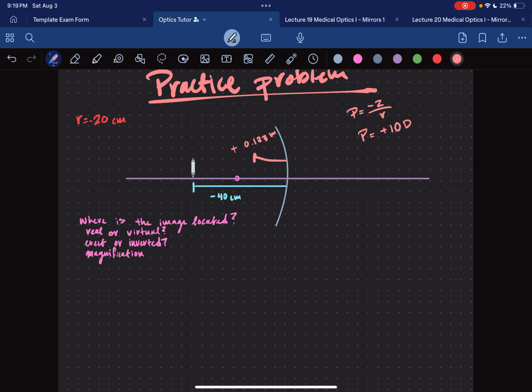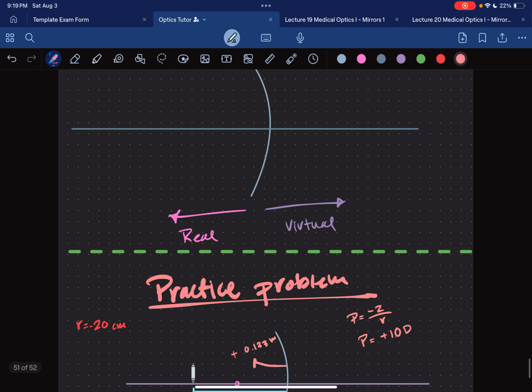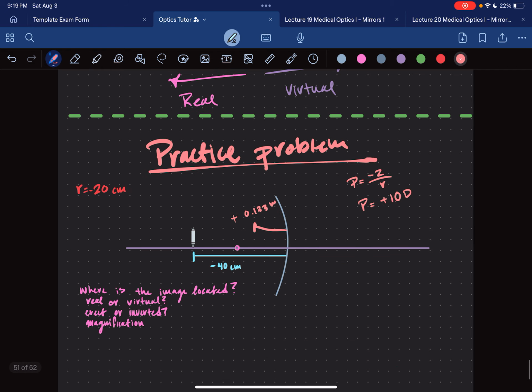So he's going to define it in the quiz. Like last time, he said if it's negative, it's behind the mirror. If it's positive, it's in front. So just make sure you have it straight in your head. So anyway, it's on the left side. And based on what I said before, we know for sure it's going to be real because it's on the left side, right?